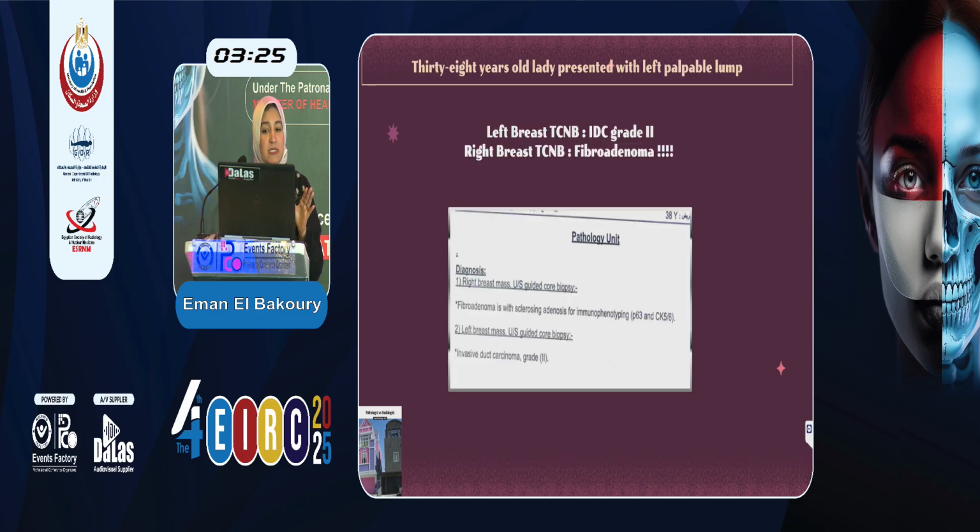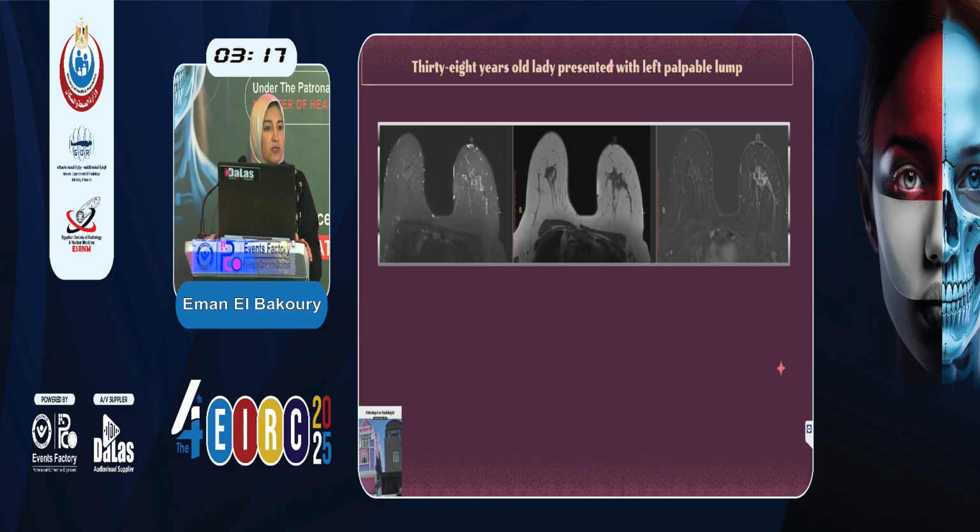And upon biopsy, it showed right breast fibroadenoma, which is completely discordant. But actually, the oncologist discarded the discordance and went for neoadjuvant chemotherapy, and here we can see the complete response in the right breast and the partial response in the left one.